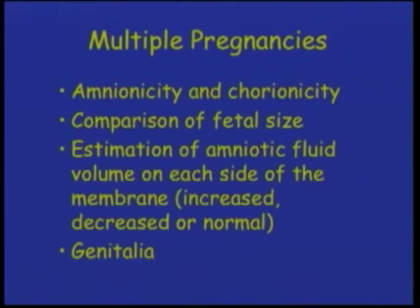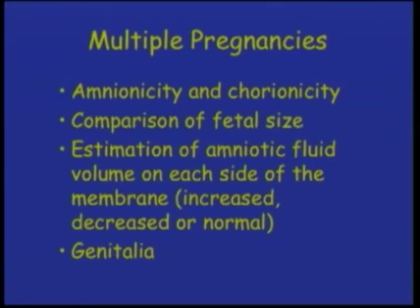Multiple pregnancies, just like the first trimester, we need to identify the amnionicity and chorionicity, because this makes a great impact on how frequently we could study these patients. Need to study them in order to find the complications of twins, and they do vary significantly based on the amnionicity and chorionicity. We need to do a comparison of fetal size and estimate the amount of amniotic fluid on each side of the membrane.